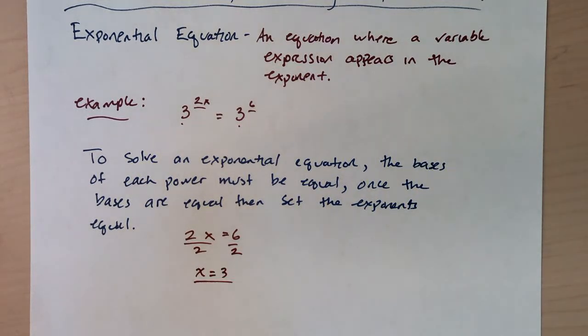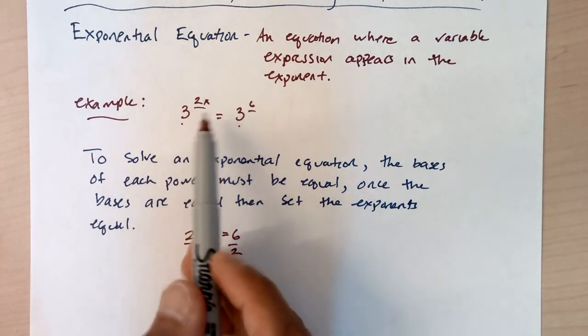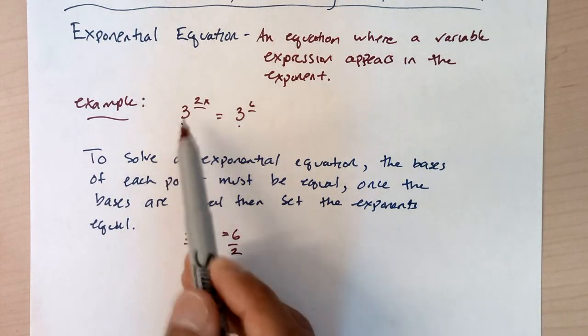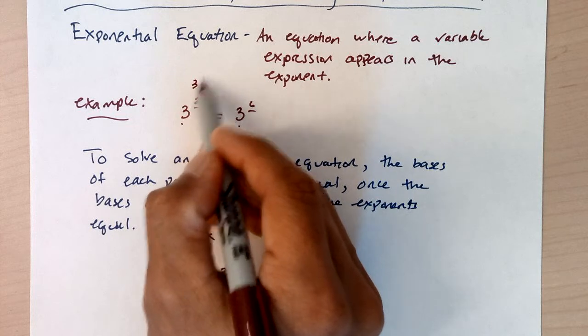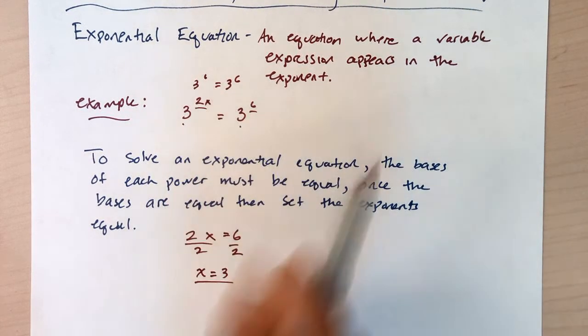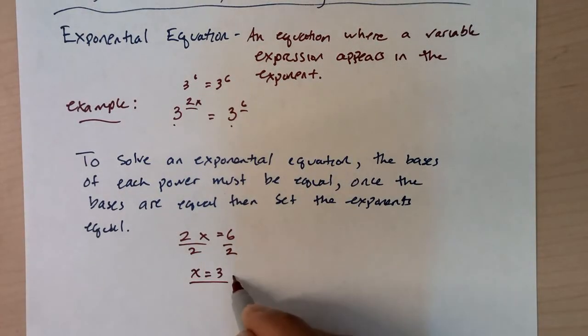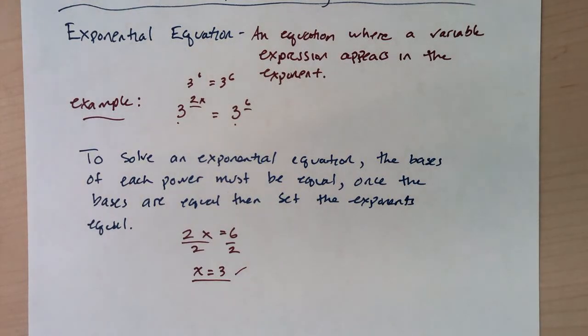And then I can go back and check that. If I substitute this back into the 3 to the 2x, 2 times 3 is 6. So the left side's 3 to the 6th. The right side is also 3 to the 6th. You don't even need to evaluate 3 to the 6th on either side of the equation. 3 to the 6th has to equal 3 to the 6th. So x is equal to 3 is a correct solution to that equation.